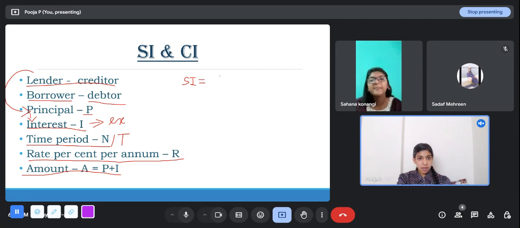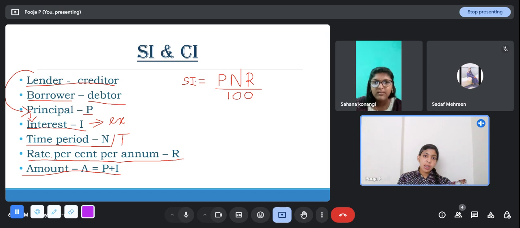So simple interest is given by PNR divided by 100, that is principal into the time period into rate, divided by 100. You can interchange these terms because it is all multiplication. So this is one simple formula that you have.